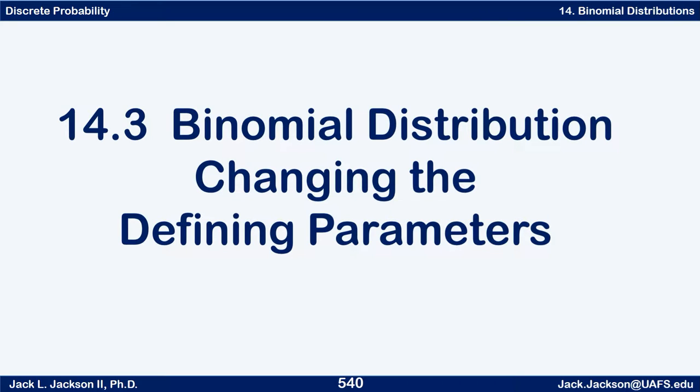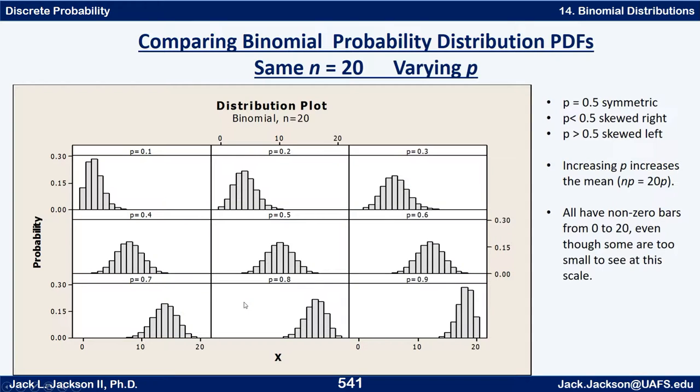In this video, we're going to talk a little bit more about the binomial distribution and take a look to see what happens to the graph of the PDF when we change the parameters just a little bit, the n and the p. So in this graph, I have 9 different binomial distributions. The binomial distribution is a family of distributions. It's not just one single distribution. And for every different combination you have of n and p, that gives you a different distribution.